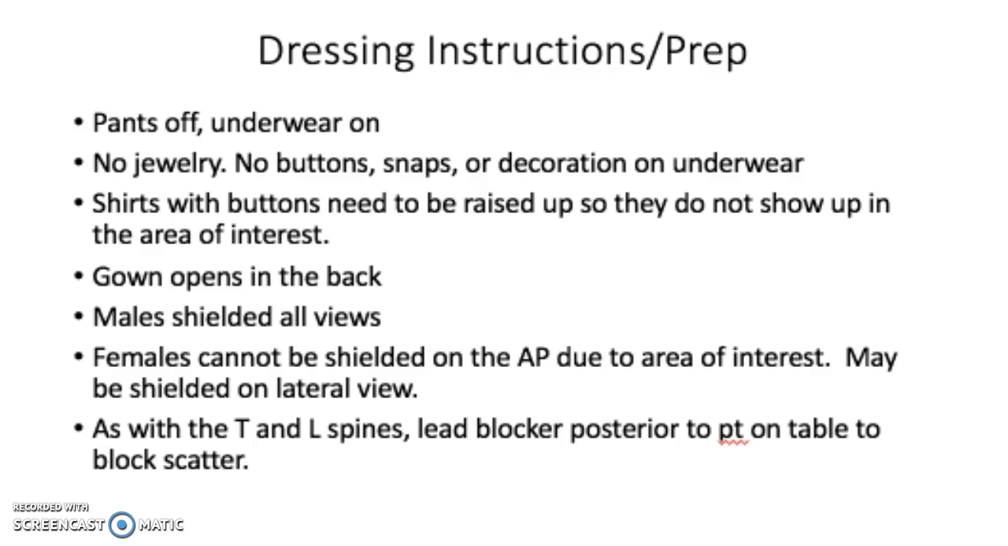Males can be shielded on all the views, and females can't be shielded on the AP because the shield would obscure the sacrum and the coccyx, but you can shield them laterally, and the pictures for positioning will show how to put the shields on the patients. And just like with the thoracic and lumbar spines, if you put the lead blocker posteriorly on the table, posterior to the patient, it will block the scatter from the patient from hitting the image receptor. So you're going to get better detail on the posterior part of the patient.